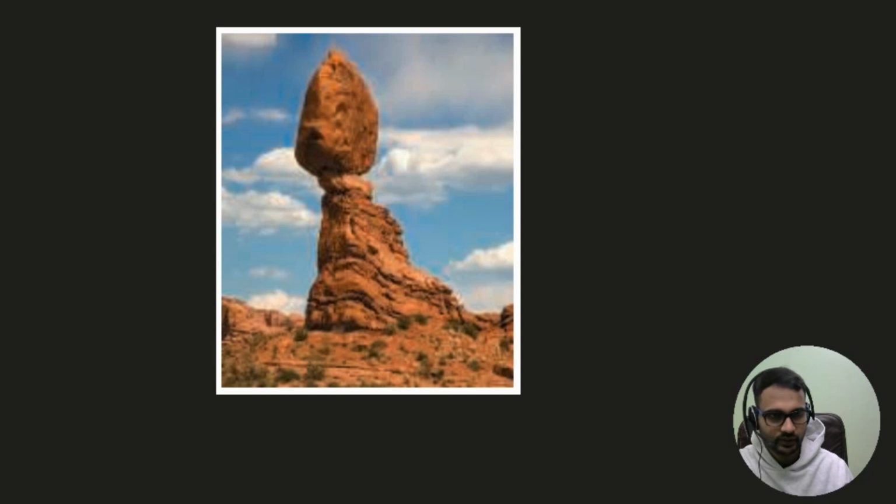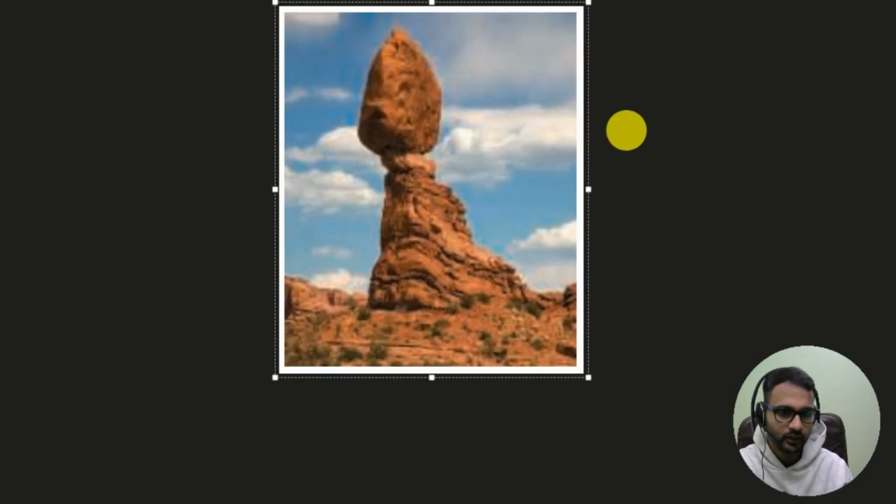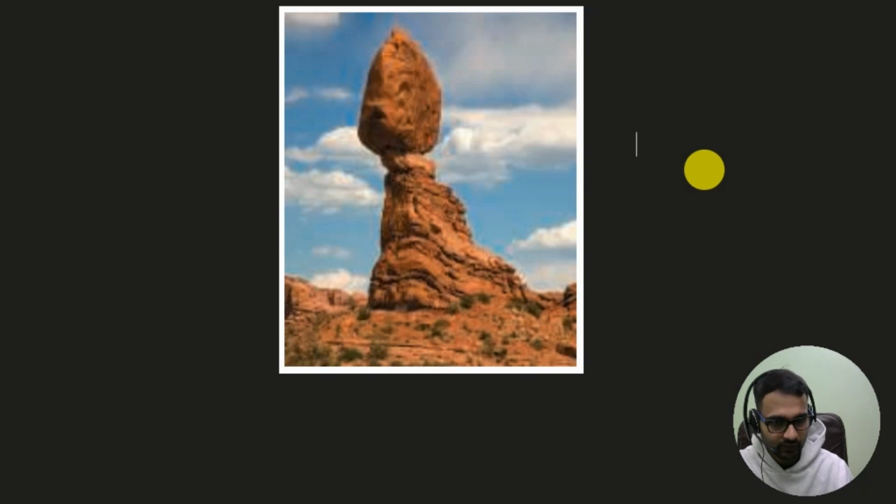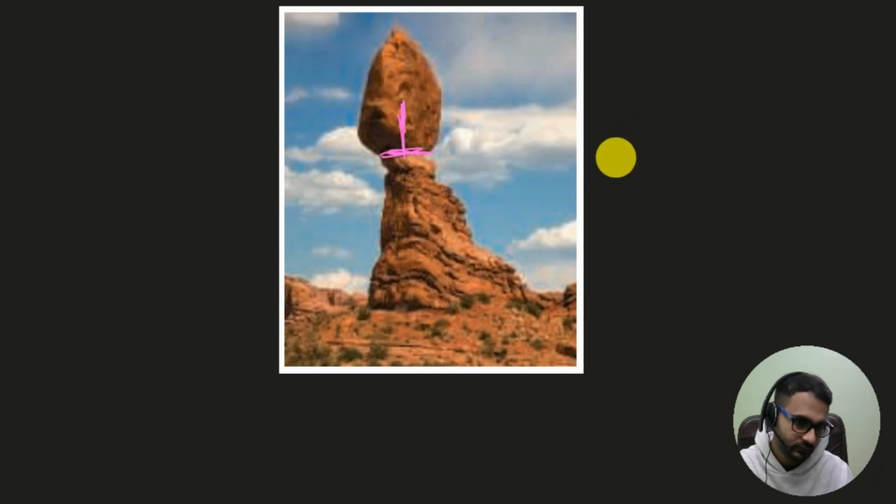Now see this. This rock is in one of the national parks in the USA. The rock might be standing for thousands of years and it's not falling. Why? Because the center of mass lies exactly above the base of its support. This is the base. The center of mass will lie exactly above this. That is why it's not falling.